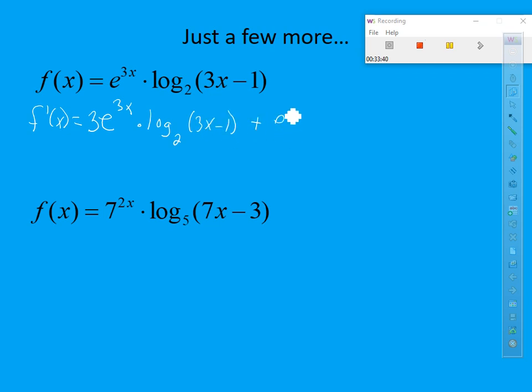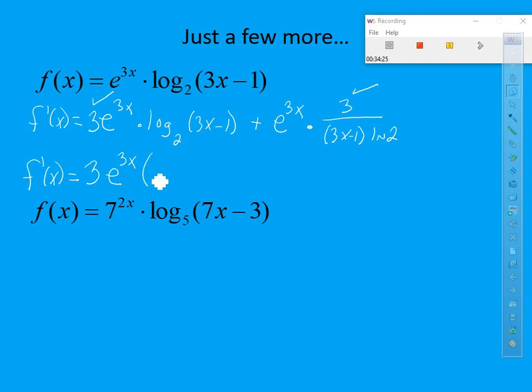plus the first times the derivative of this log function, which is the derivative of what you see over what you see, natural log of the base. Now that looks really, really ugly. The only thing that we're going to do to try to clean this up is factor out whatever they have in common. So it looks like they have a 3 in common there and there. So I'm going to factor out a 3 and an e to the 3x.